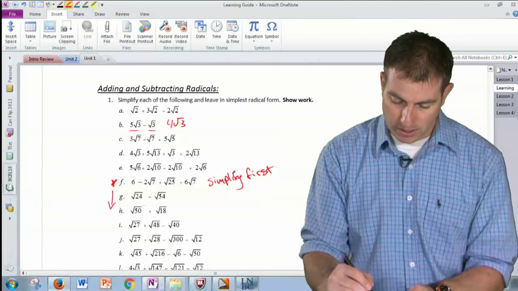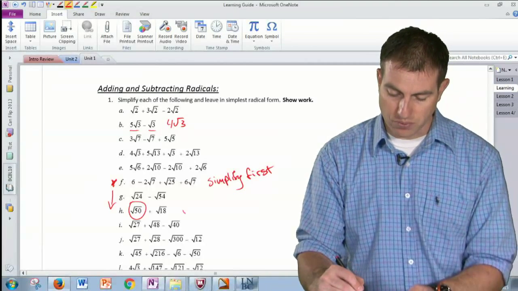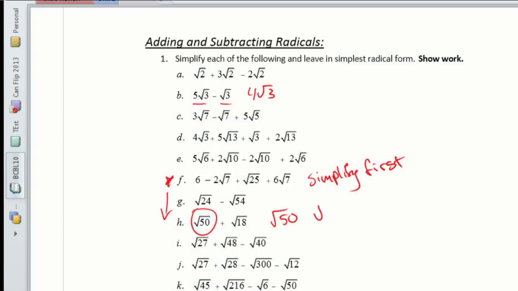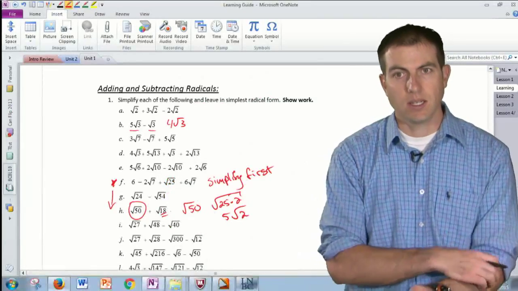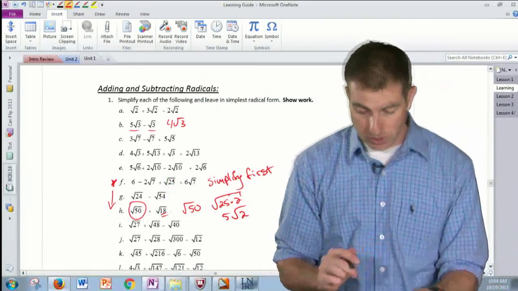And what do I mean by that? Like H here, I have the square root of 50, which can be written as the square root of 25 times 2, which is going to be 5 times root 2. So make sure you're simplifying these. Same with 18, you're going to get 9 and 2. So that's where you're going to run into problems there.